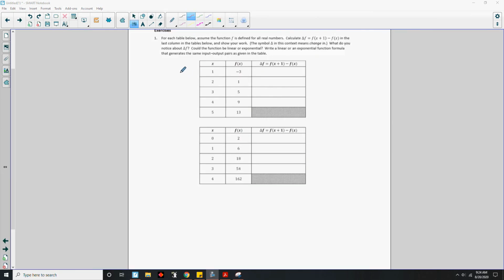Okay, page 2 brings us to an exercise. So pause the video. See if you can do this on your own. Unpause and see how you did.